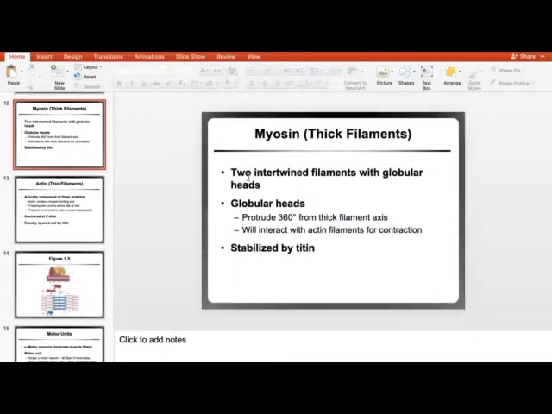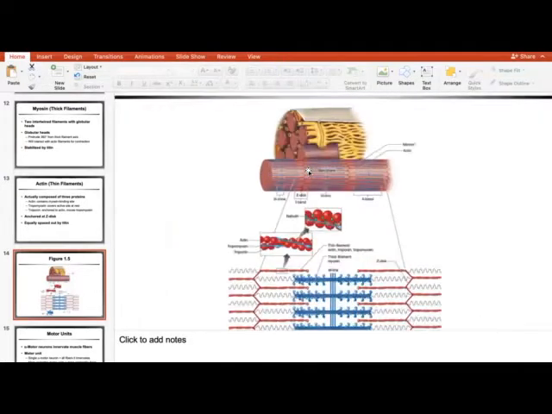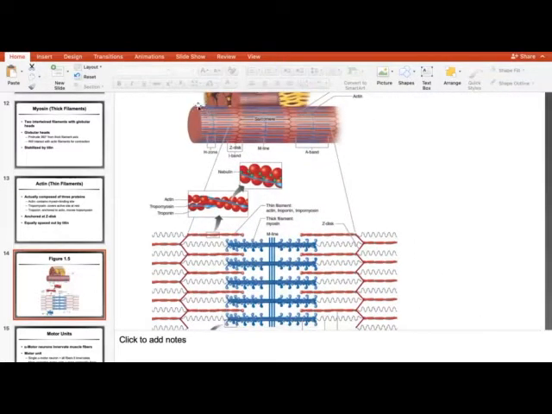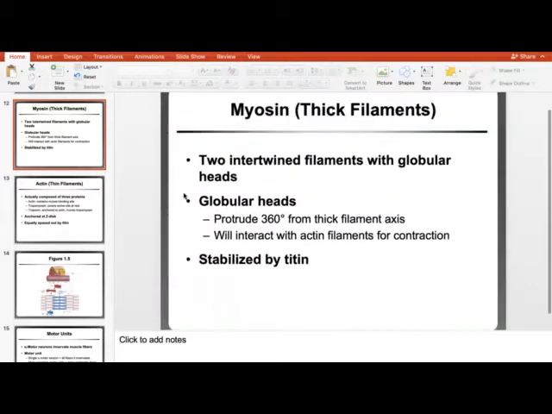Now, these myosin filaments are intertwined with these globular heads, and the globular heads are going to protrude or stick out of the myosin filaments 360 degrees in that myofibril. So you could imagine this is 360 degrees here. And you're going to have myosin heads pointing out in all directions. All right, so that's what that 360 degrees means. And it's these globular heads that are going to interact with actin filaments to make a contraction happen.